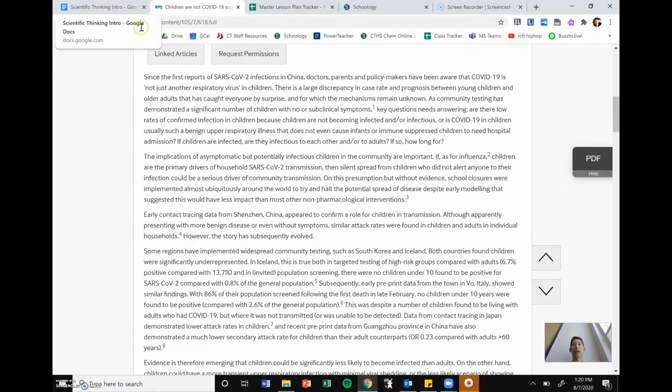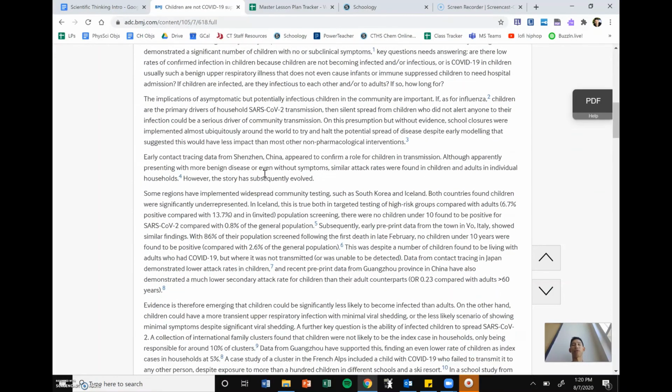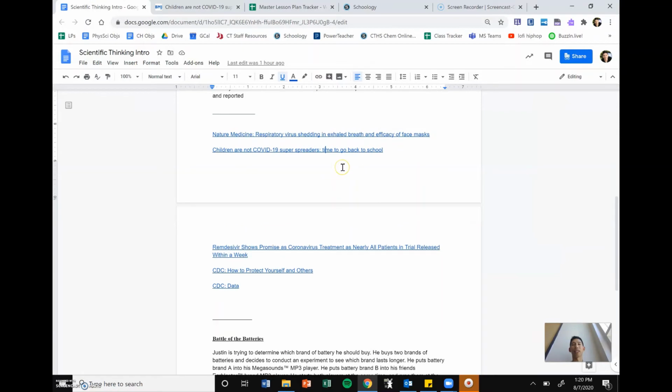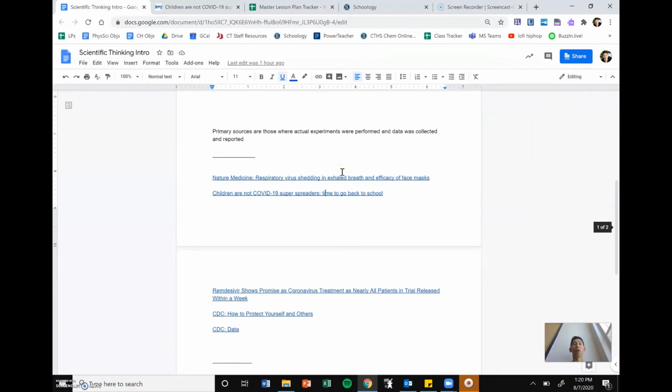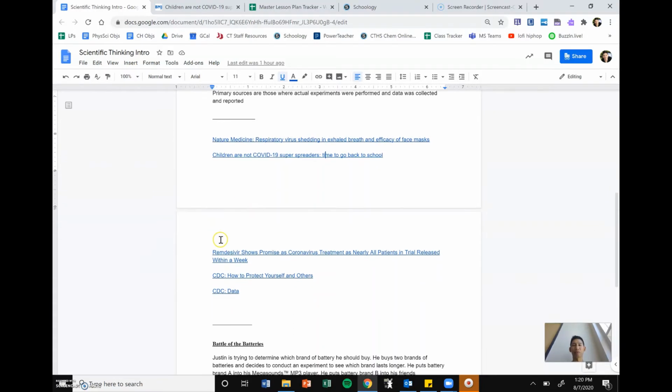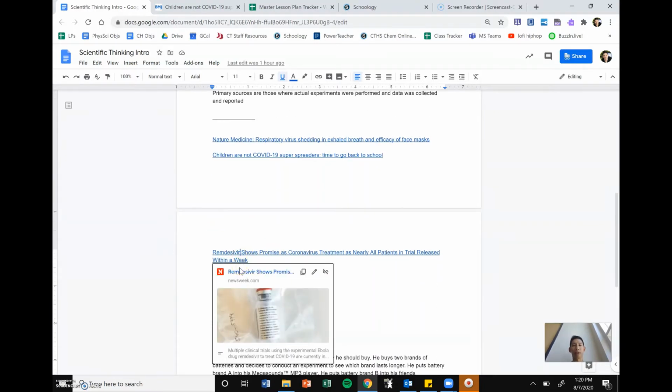But it is showing that amongst children, infection rates seem to be lower. Does that mean that they can't transmit it to adults, even in low amounts? It's not really clear. Let's take a look at a couple of others.